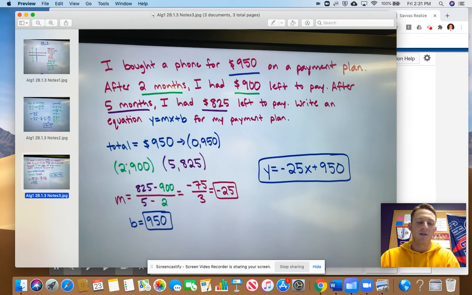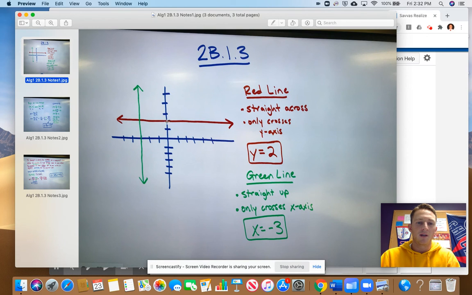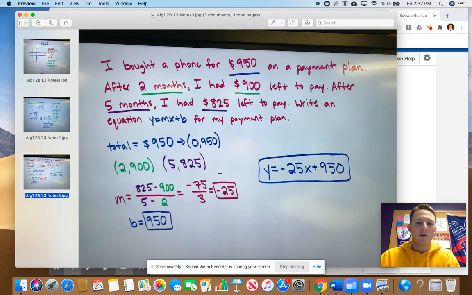So let's use these 2 points, and let's use the slope formula, and let's find the slope. So y2 minus y1 is negative 75, and x2 minus x1 is 3, and our slope simplifies to negative 25. And then our y-intercept, our b, is just where, well, let's take you back to this picture. The y-intercept is where it crosses the y-axis. So like this point right here is 0, 2. Our point right here is 0, 950. So our y-intercept is 950.